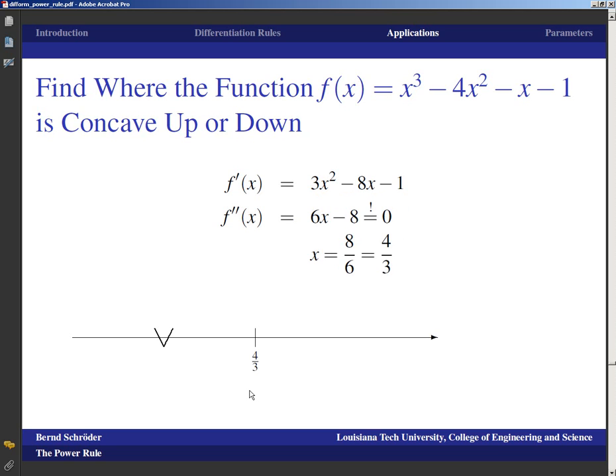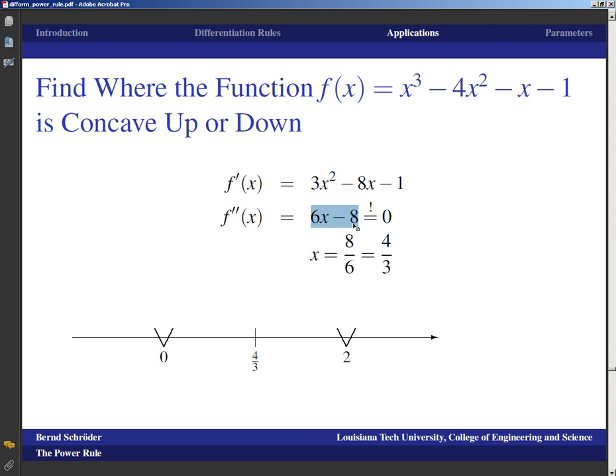Choose a checkpoint to the left and to the right, 0 and 2 most likely. This time we plug that into the second derivative, because we're interested in where the function is concave up or down, right? We're not interested in where the function is increasing or decreasing. And the way to remember that typically is that these checkpoints need to be plugged into exactly the derivative that gave us the cut points, which is the 6x minus 8 in this case.